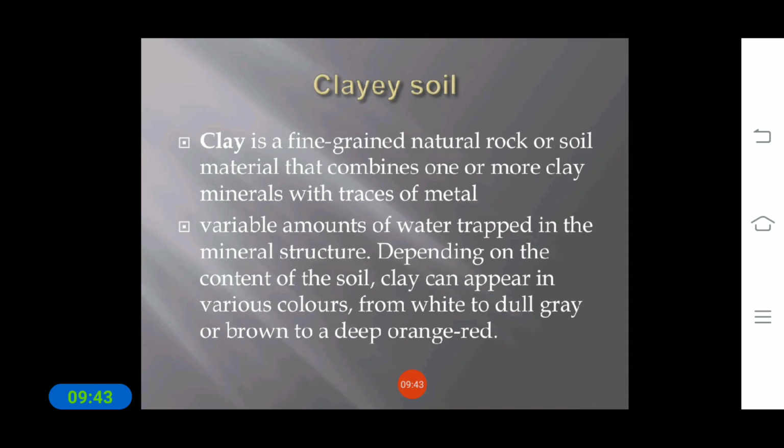Depending on the content of the soil, we can see different colors in this clayey soil, like black, red. Clay can appear in various colors from white to dull gray or brown to deep orange red, depending on the variable amount of water trapped in the mineral structure. So this is the type of soil.